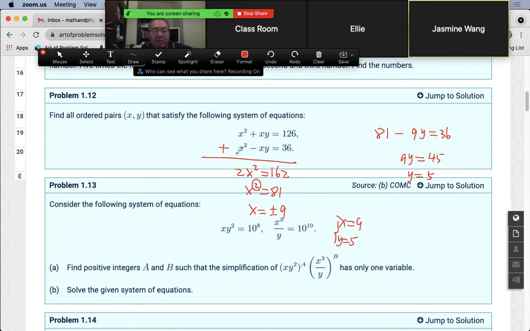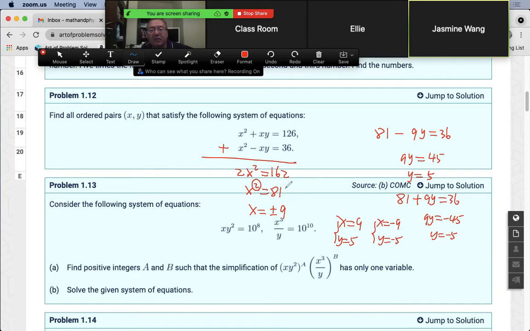Now let's suppose x equals negative 9. Then you got the first term, that's still 81. When x equals negative 9, here that will be plus 9y equals 36. So you got 9y equals negative 45. Therefore y equals negative 5. So when x equals negative 9, y equals negative 5.